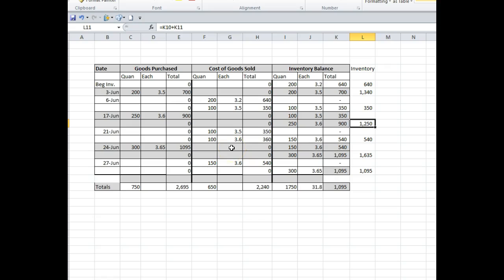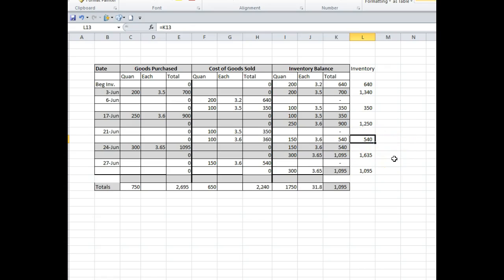Then on June 21st, if you drop down, we sold 200. So as I look at this, I think, well, what's my layers here? Well, I can get 100 at 350, no problem. So that one's coming out of inventory, and then I'm going to take 100 out of this layer. So that's 100 at 360, and that gives us 360 and 350. Now, what's left in inventory? Well, I've taken 200 out. I've got this layer's gone, and I took 100 out of this layer, so I have 150 at 360. So my inventory value is $540 at this point.